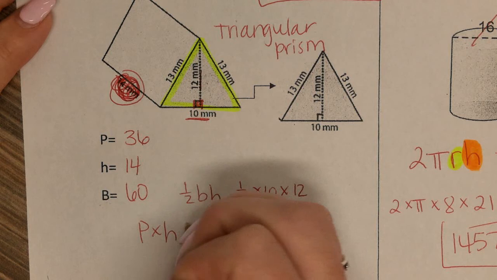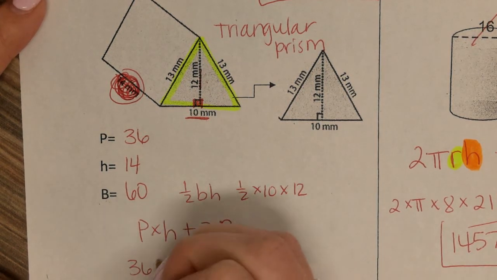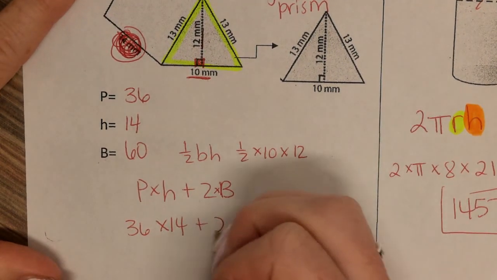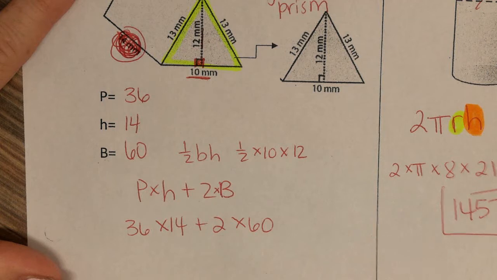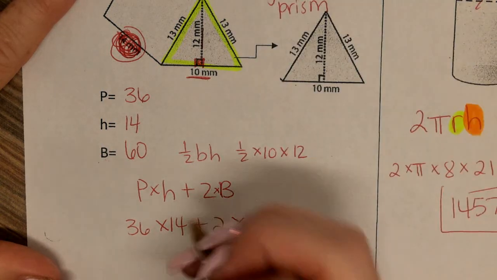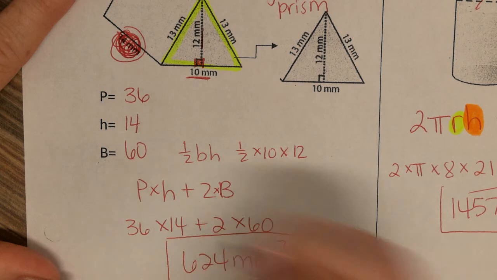That was 6th grade. Now I plug them into my calculator. P times H plus 2 times B. So 36 times 14 plus 2 times 60. And that's my answer, 624 millimeters squared.